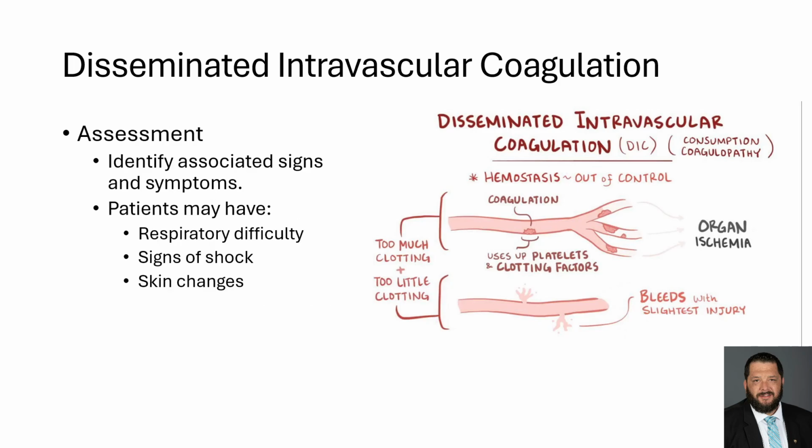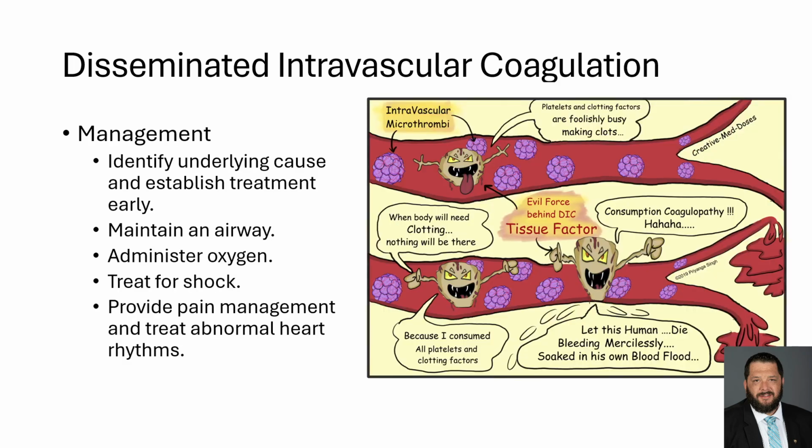You need to identify any associated signs and symptoms with this patient and understand that these patients may have significant respiratory difficulty, extreme signs of shock, as well as extreme skin changes, particularly related to the perfusion level. You may see hemorrhage from any of the orifices within the body, so eyes, nose, mouth, etc.